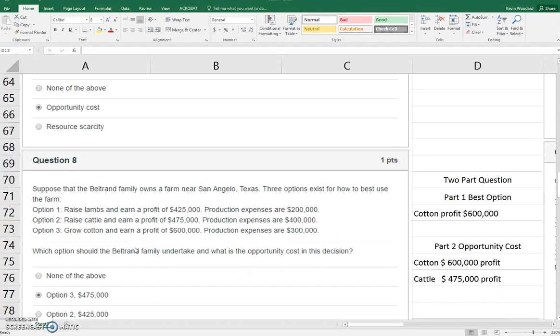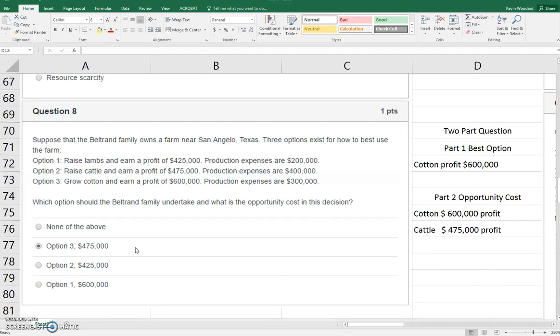This question was probably the toughest out of the bunch, mainly because you really need to take a look at the question. This is a two-part question. The first part is asking what's the best option, and many of you looked at this and it was real easy to see that option 3 was the best option because it's $600,000 profit. The second part of the question is going to ask what is the opportunity cost associated with that.